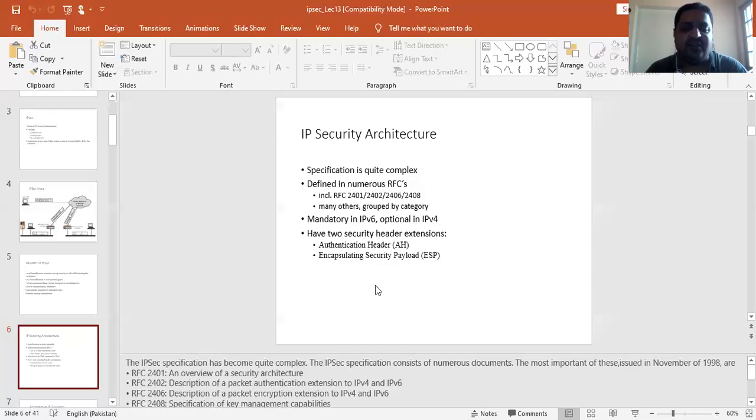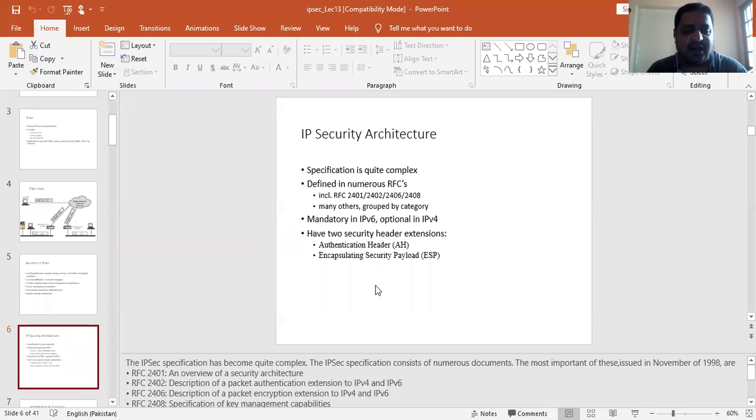In this way, we have different versions of IP. As you know, there is IP version 4 and IP version 6. For example, this protocol is optional for IP version 4, and it is mandatory for IP version 6.